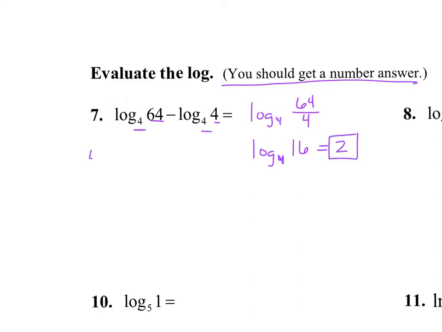So I don't care if you think of it like this, 4 to what power equals 64? That's 3. 4 to what power equals 4? That's 1. And then do the subtraction. 3 minus 1 is 2.